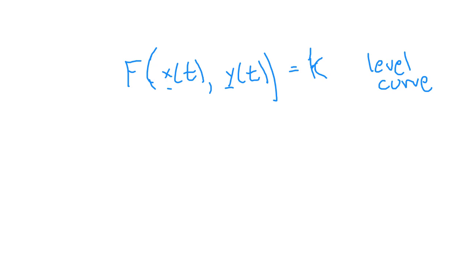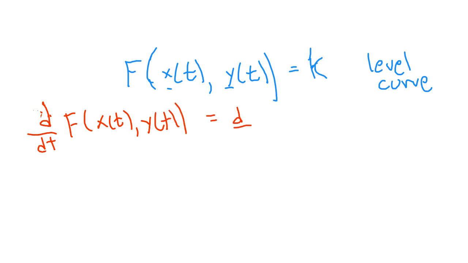Now, if you were to take the derivative of both sides of this equation with respect to t, well, on the right side, you get 0. But what about the left side?